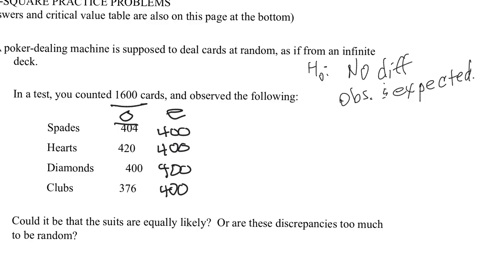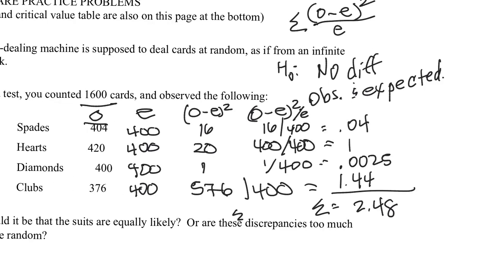If you remember, the equation for chi-square is the sum of your observed minus expected, squared, over expected. So I'm going to pause, fill out the table, and then I'll talk about it. All right, so the math is done. This number right here is my chi-square value.